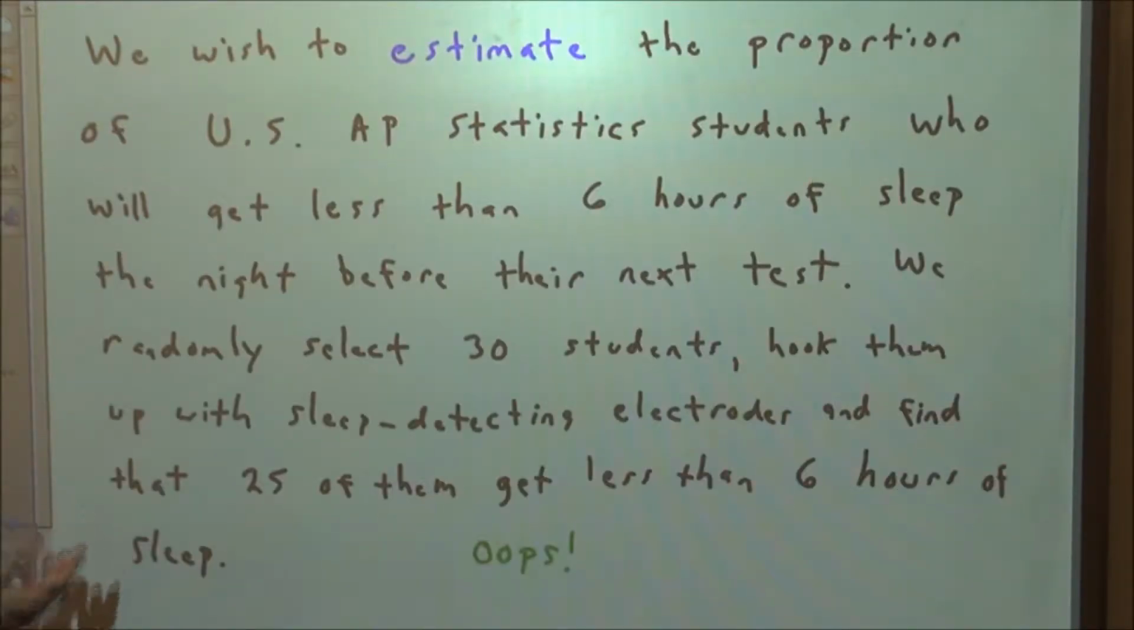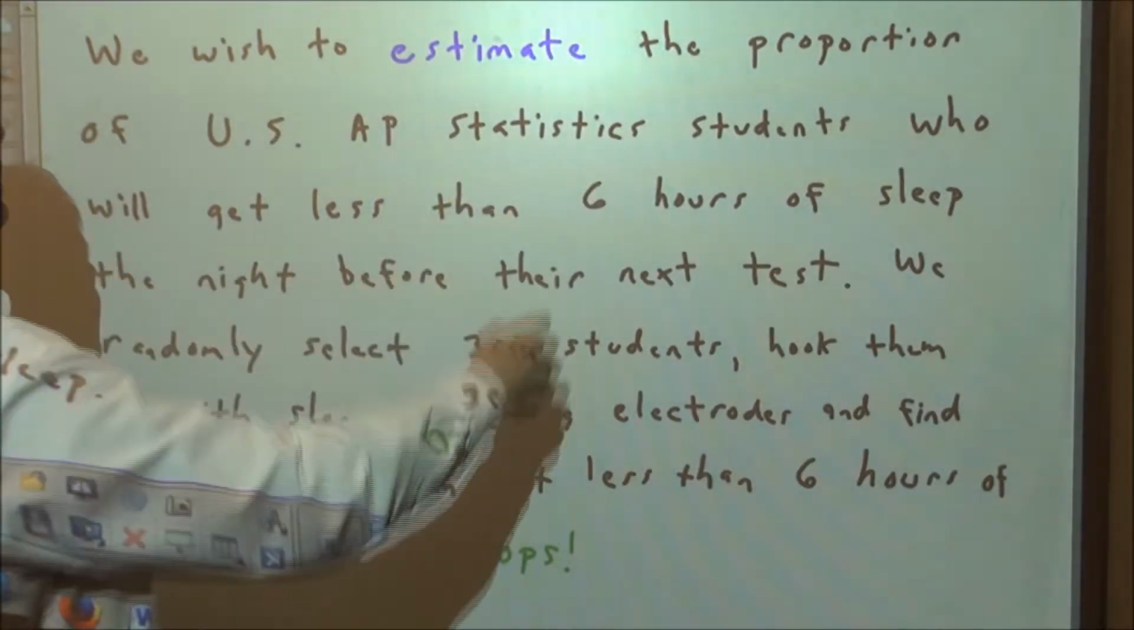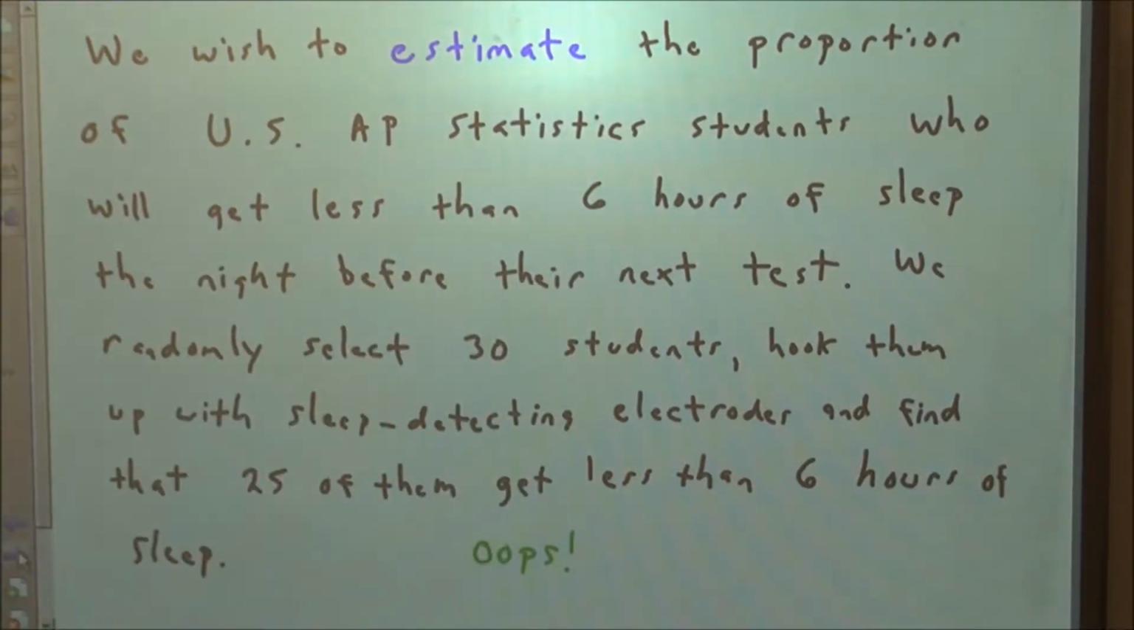Well, we use that understanding of probability to do things like estimate the proportion of US AP Statistics students who will get less than 6 hours of sleep the night before their next test. We randomly select 30 students, we hook them up with the sleep detecting electrodes, and we find that 25 of them get less than 6 hours of sleep. But hold the phone. We made a boo-boo.